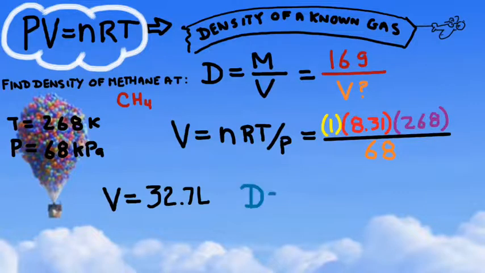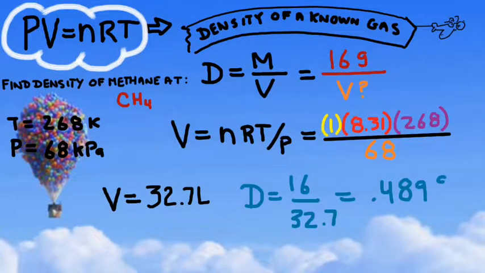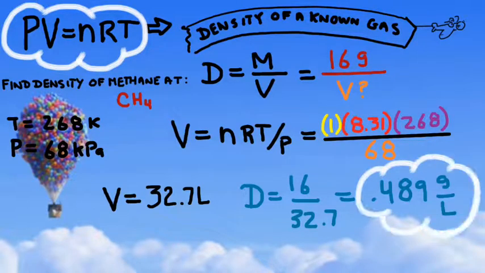Now we just need to divide that into the 16 grams per mole, and this gives us a density of 0.489 grams per liter. Again, I can't tell you how many times students get frustrated on this one because they just don't know what to put in for n. You have to think about this one a little bit because it's not going to be given to you. You have to remember that the molar mass is per 1 mole.